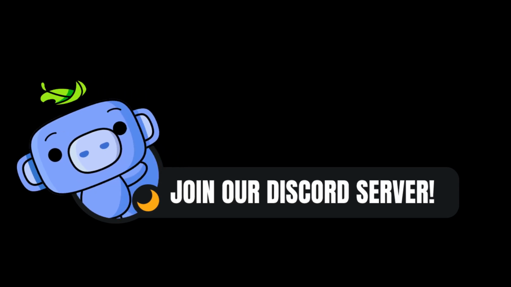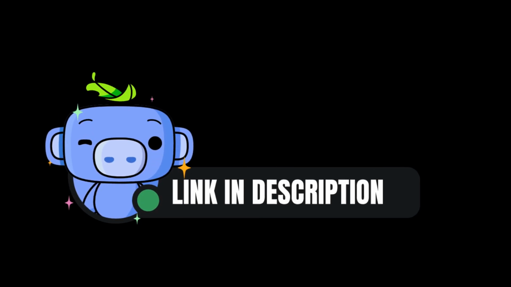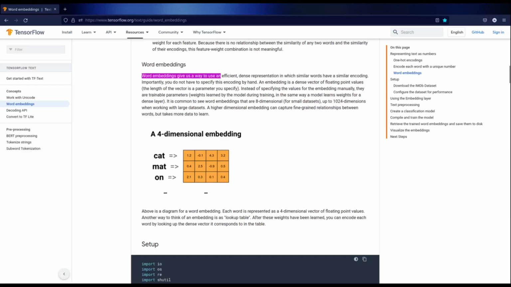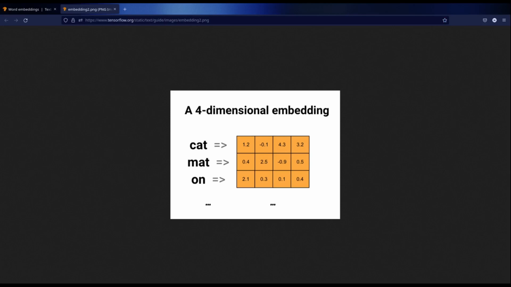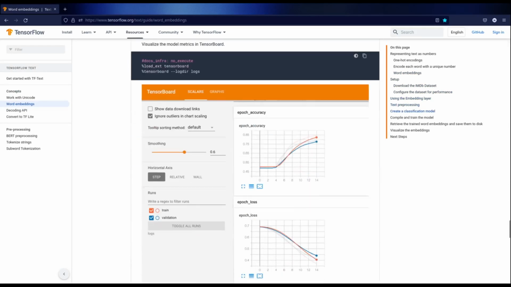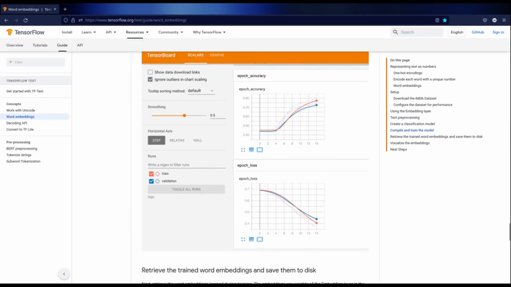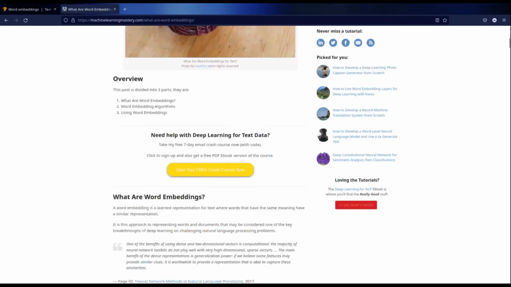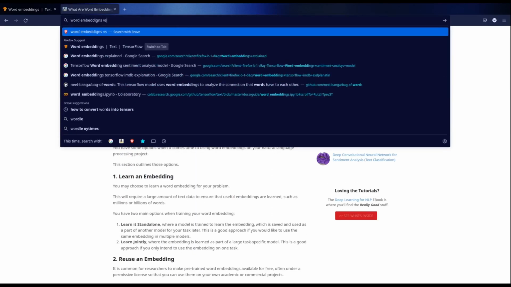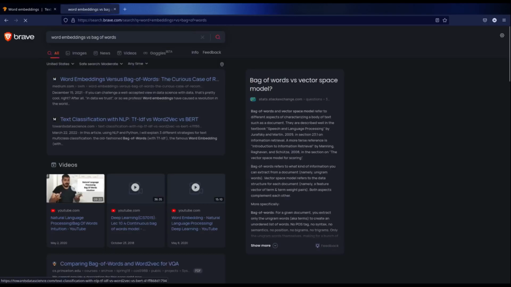So, feeling unsatisfied, I searched the holy TensorFlow docs and found something called word embeddings. The TensorFlow docs tells us that, quote, word embeddings give us a way to use an efficient dense representation in which similar words have a similar encoding. What this basically means is that every word in our vocabulary will be assigned a unique vector. But the real kicker here is that word embeddings display the relationship between words.